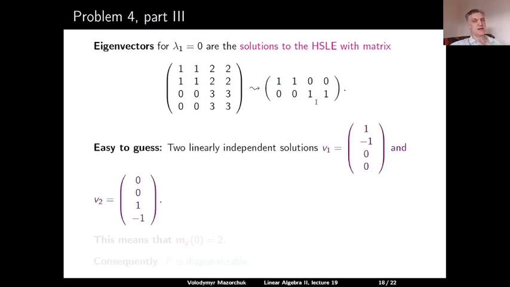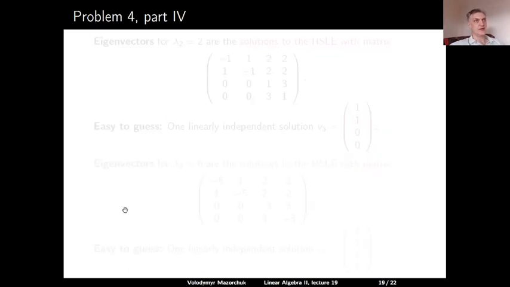In this case, they are very easy to guess. The vectors (1, -1, 0, 0) and (0, 0, 1, -1) are obviously solutions to this system. So we denote them by v1 and v2. And this means that the geometric multiplicity of 0 is 2. Therefore, the linear operator f is indeed diagonalizable. Let us compute the other eigenvectors because we need to determine the transformation matrix to the diagonal form.